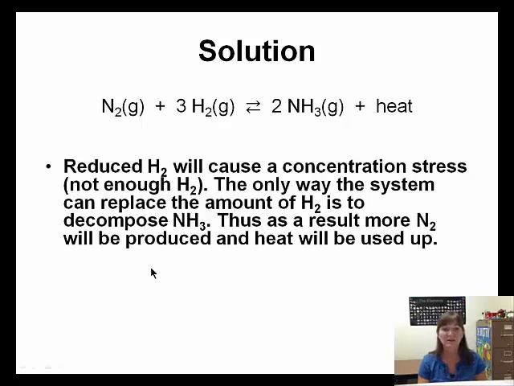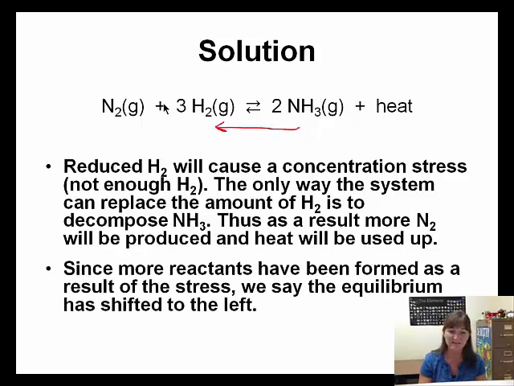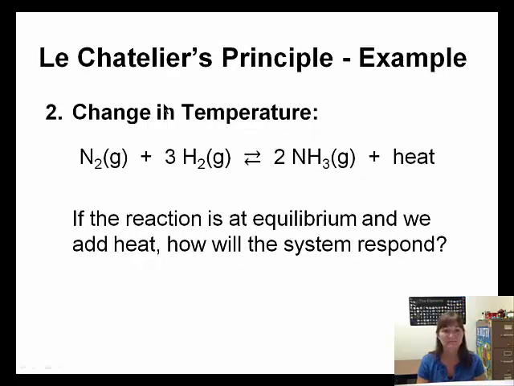So reducing the hydrogen will cause a concentration stress. Too little, or not enough hydrogen, the only way the system can replace the amount of hydrogen is to decompose the ammonia. So as a result, more nitrogen and hydrogen is going to be produced, and heat is going to be used up. So we say that that is a shift to the left because we're decomposing the ammonia and producing more nitrogen and hydrogen. So the heat's going to be used up as this reaction shifts to the left. Since more reactants have been formed as a result of this stress, we say the equilibrium has shifted left.